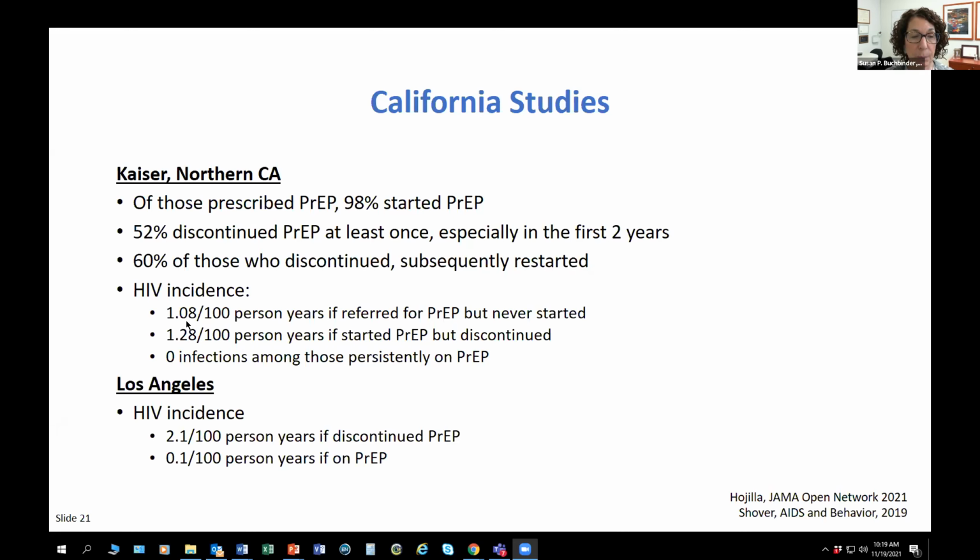Well, the HIV incidence in people who were referred for PrEP but never started was a little over 1 per 100 person years. It was almost 1.3 per 100 person years if they started PrEP but discontinued it. So it's that group that discontinues that we need to really pay attention to, because they may be discontinuing for reasons that are other than that they're really no longer at risk. And we have no infections among those people who are persistently on PrEP. And then these are data from Los Angeles from the LGBT Center with HIV incidence of 2.1 per 100 person years for people who discontinued PrEP. So high rates of infection, whereas it was only 0.1% for people who went on and stayed on PrEP.